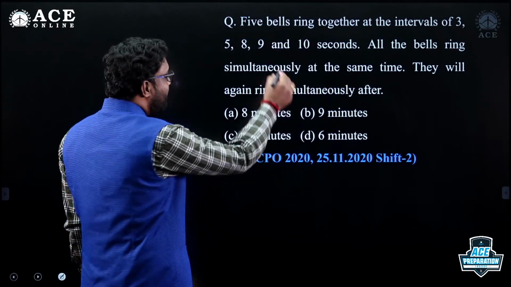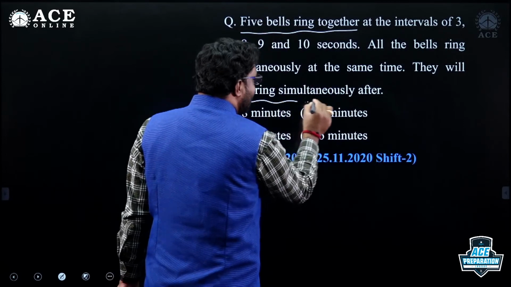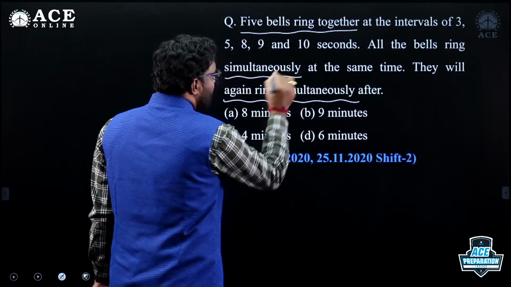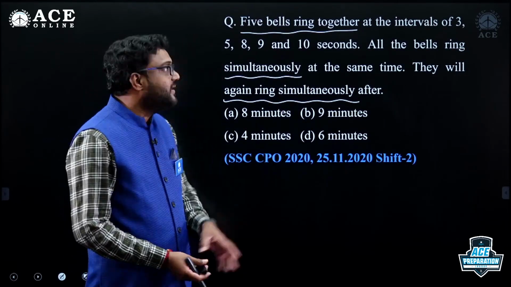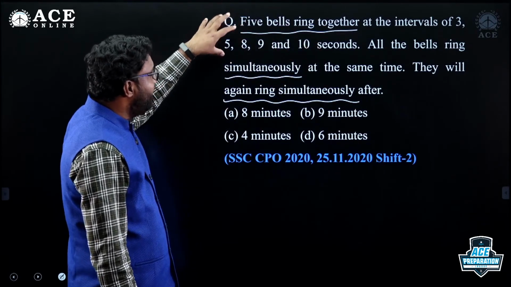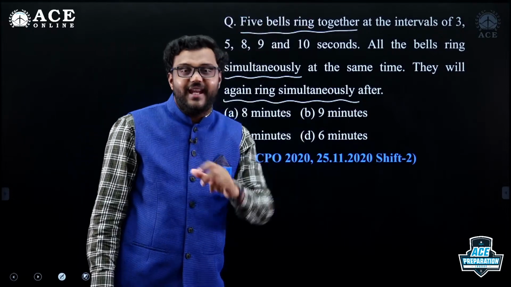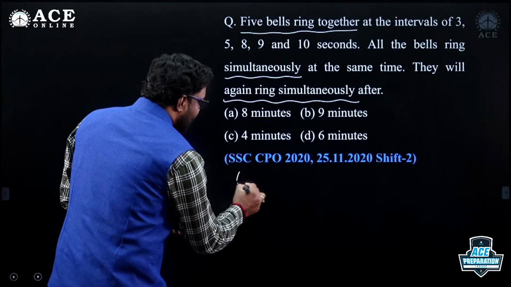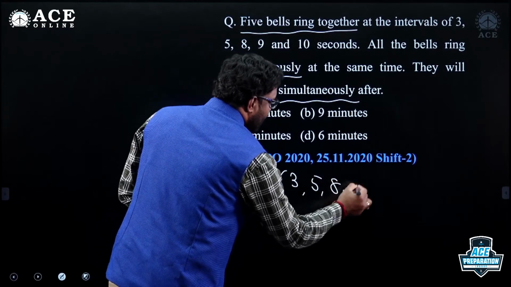Say 5 bells ring together, and the bells ring again simultaneously. Or you have 5 different lights. The first light is flashing every 3 seconds or 3 minutes, the second one every 5 seconds, the third one every 8 seconds, 9 seconds, 10 seconds. When all the lights flash simultaneously, they can ask, my dear friends, we should apply LCM, right? So LCM for 3, 5, 8, 9 and 10.